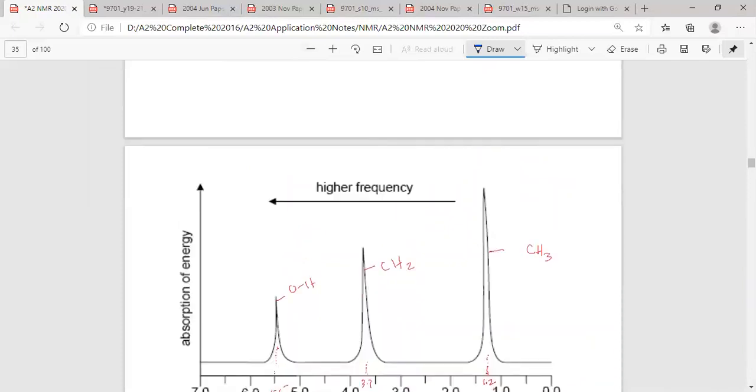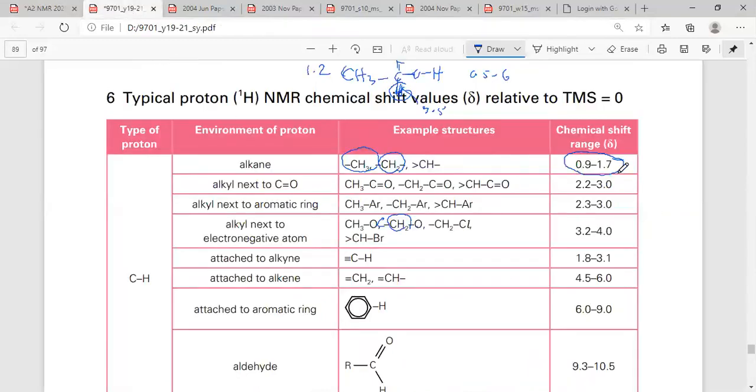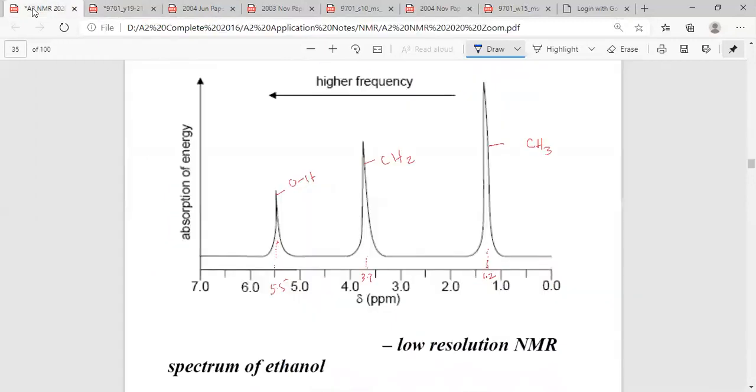I'm going to draw it in reverse so that you can see it clearer. CH3, CH2, OH, this is ethanol. Because these 3 hydrogens here are chemically equivalent, why? Because they have the same type of neighbors, these 3 will give you one signal. And where will this signal be? Of course, it will be in the range 0.9 to 1.7. Because there's oxygen there, it will be a bit higher, because oxygen will withdraw electrons. So it's about 1.2. I put 1.2 here.